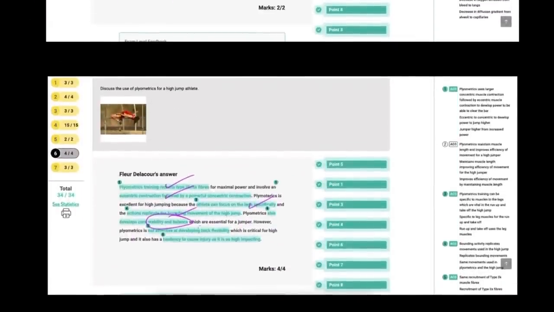Furthermore, we should now go to the negative. However, plyometrics is not effective at developing flexibility, which of course is critical to the high jumper. And the tendency to cause injury is higher because it's impacting. So we can actually call that contraindicating. In other words, sometimes with some athletes, plyometrics could do more harm than good. Of course, we're talking about people coming back from an injury, maybe the elderly, maybe the very young.